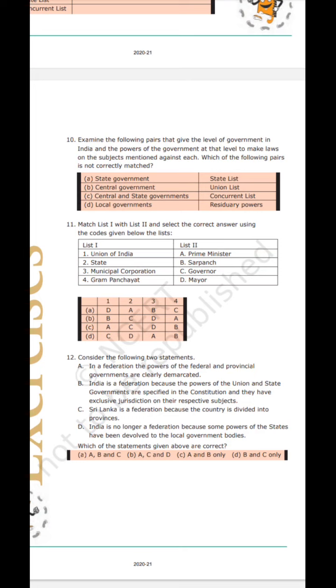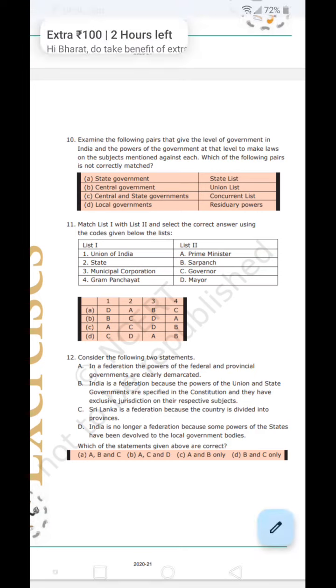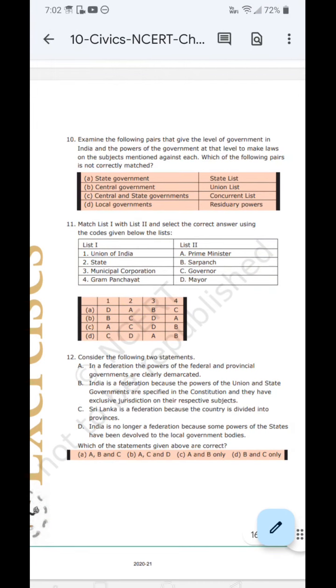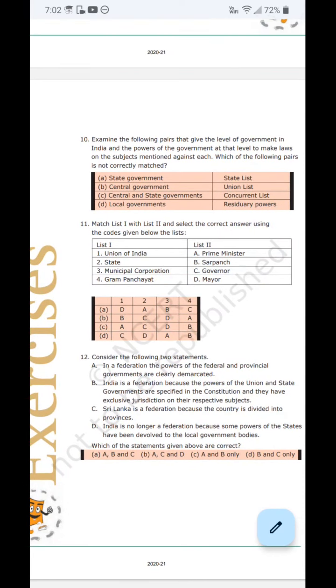Consider the following two statements. In a federation, the powers of the federal and provincial governments are clearly demarcated. India is a federation because the powers of the union and state governments are specified in the constitution and they have exclusive jurisdiction on their respective subjects. Sri Lanka is a federation because the country is divided into provinces. India is no longer a federation because some powers of the states have been devolved to the local government bodies. Which of the statements given above are correct?